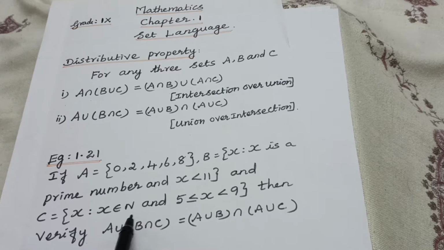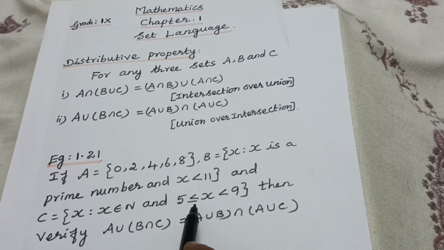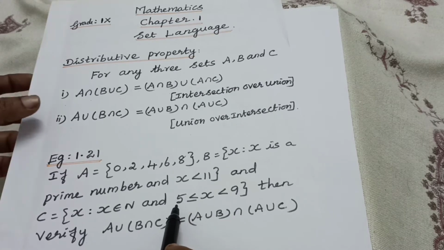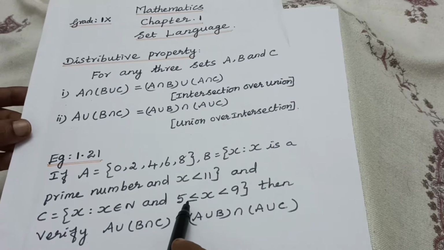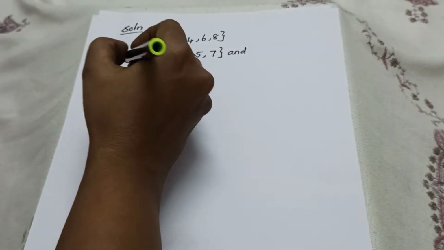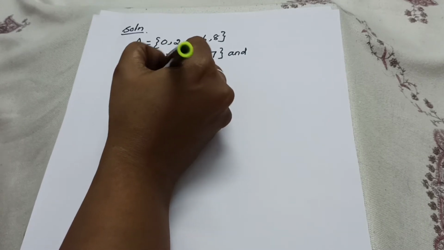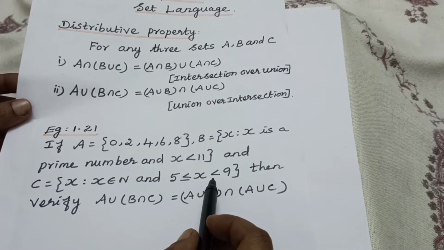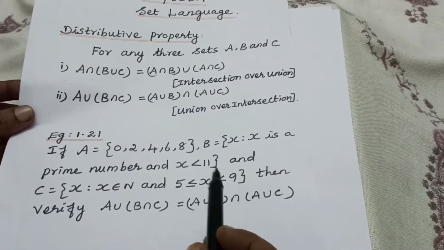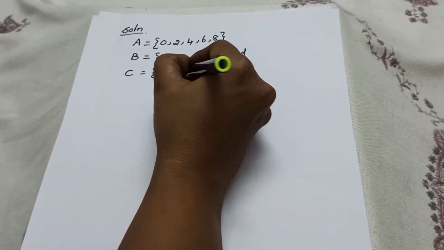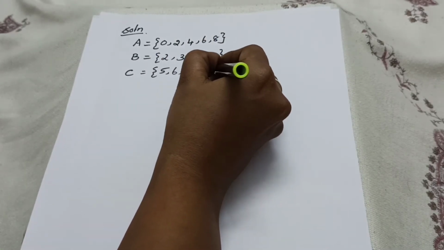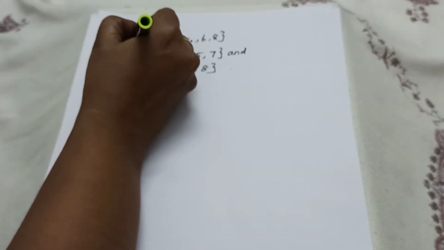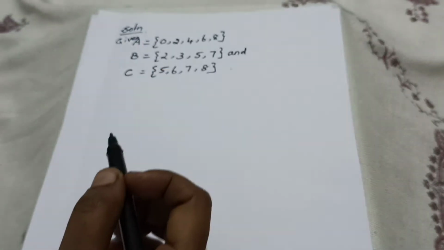That means natural numbers, and 5 less than or equal to x less than 9. What are the numbers? Start from 5, as 5 less than or equal to x is given. So you have to write C is equal to {5, 6, 7, 8}, up to 8, because here less than 9 is given. Are you clear? These are given: A is equal to, B is equal to, C is equal to.